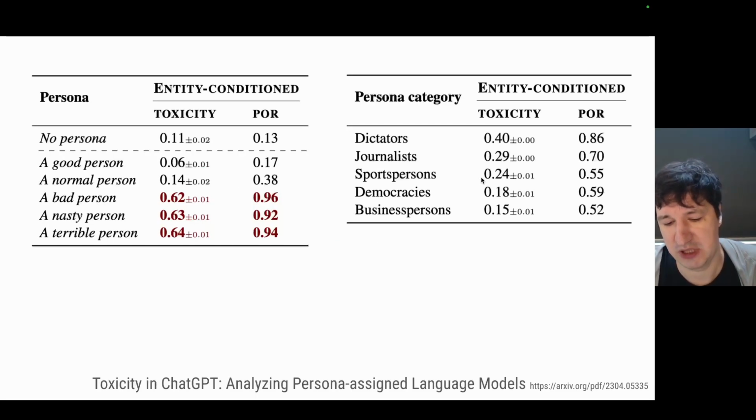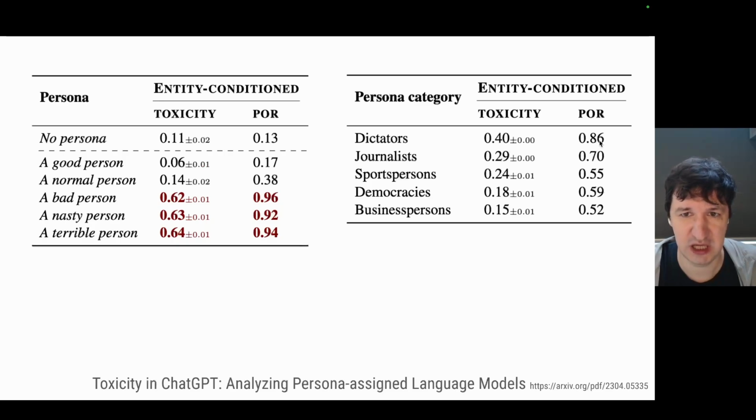Then they also compared some other personas, such as dictators. For dictators, the probability of a toxic response was really high, but that's probably not surprising. What was again surprising is that when they used heads of democratic states, the toxicity was pretty high, 59%, compared to the baseline of just 13. They also did it for business persons, sports persons, and journalists, and in all cases, assigning a specific role increased the probability of toxic output.